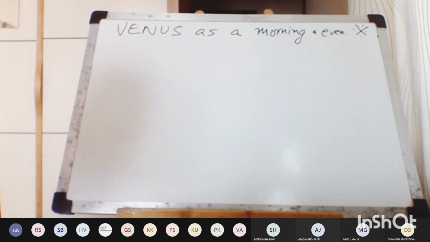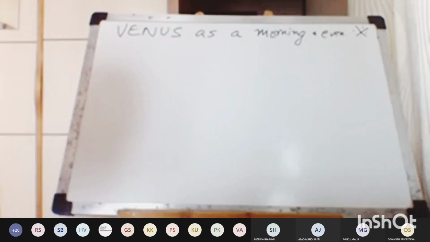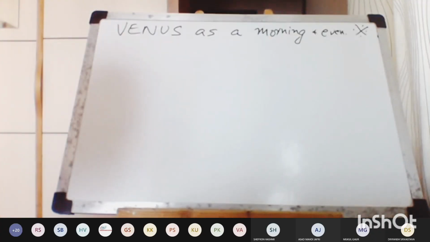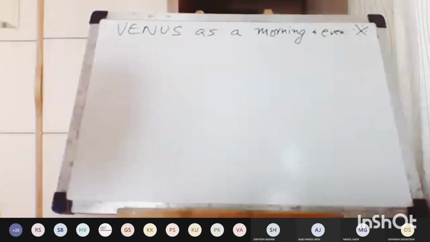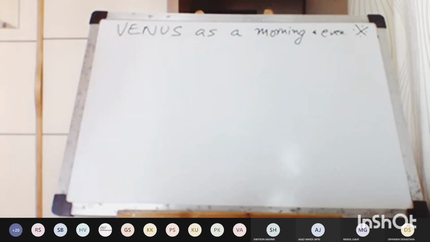The other day I gave you a small brief on it, because Venus is not visible throughout the night. There are so many stars, we can see them throughout the night for many hours. Venus we can see only in the morning and only in the evening during twilight times, so deeper into the night we don't see. So we will examine the theory, the science behind this, why it happens so.